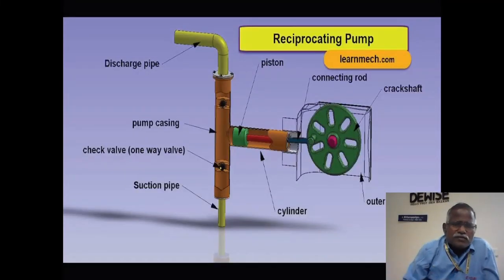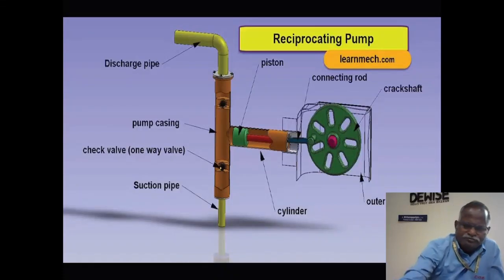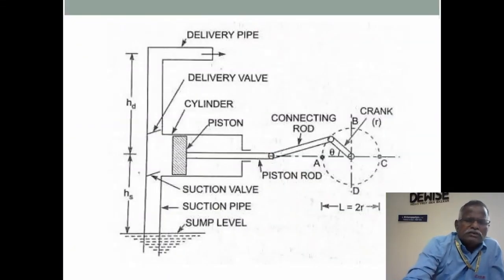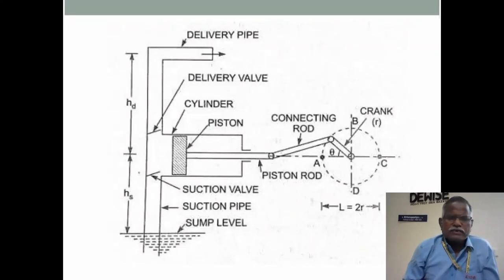This is the diagrammatic view of the reciprocating pump. Piston is there, connecting rod is there, crankshaft is there, suction pipe, check valve, and then pump casing, and then discharge pipe. This diagram is very important. With this reciprocating pump diagram, it is easy to understand how the pump works.